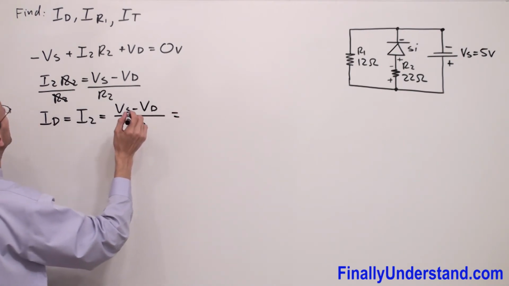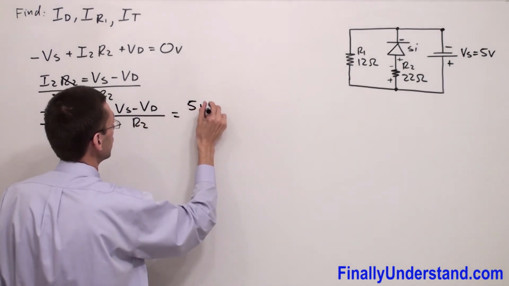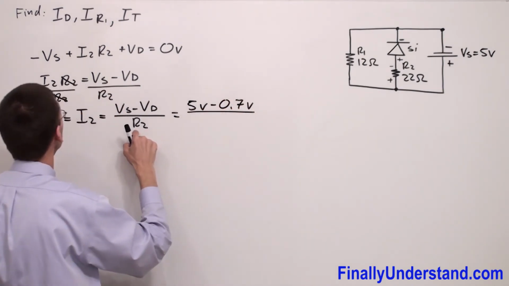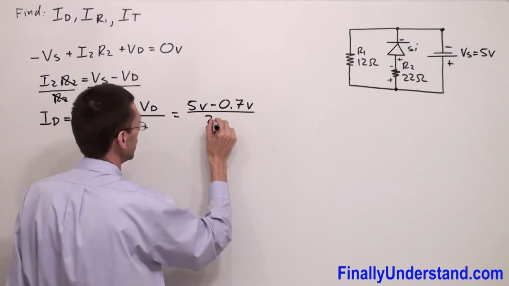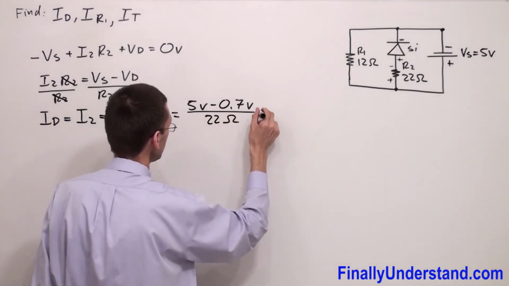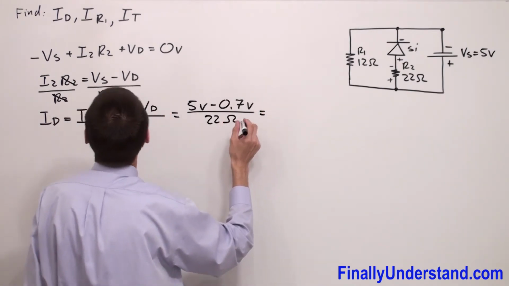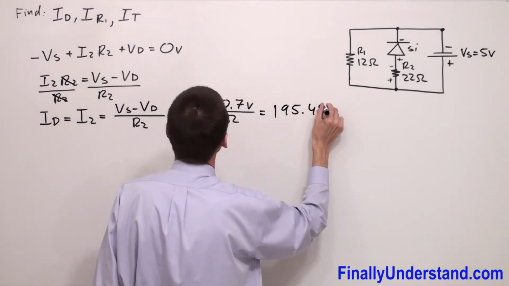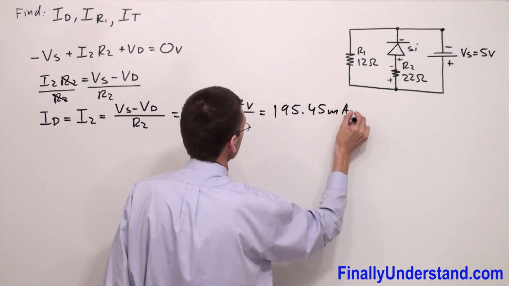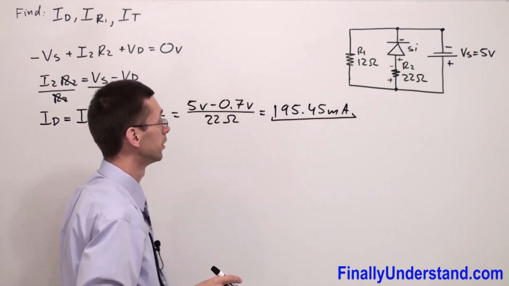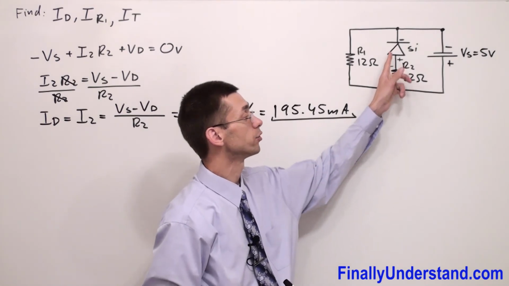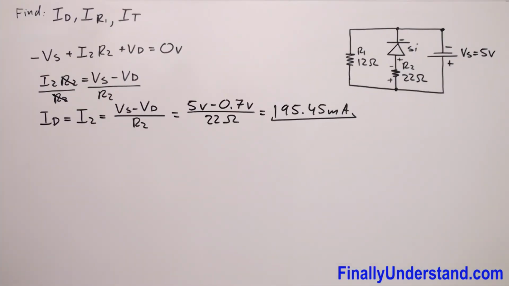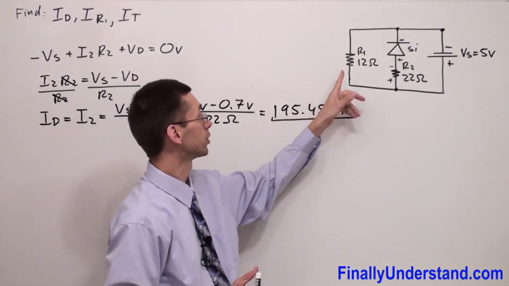This is equal to voltage source 5 volts minus 0.7 over R2, which is equal to 22 ohms. Okay, this is equal to 195.45 milliamps. Okay, so this is the current which will go through this resistor and through the diode. So we found ID.